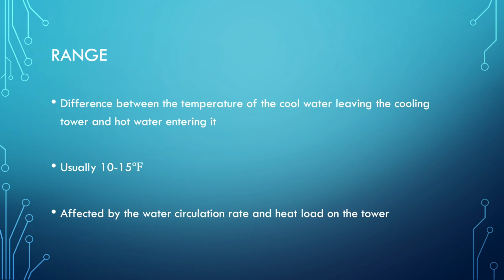Range is defined as the difference between the temperature of the cool water leaving the tower and the hot water entering it. So 10 to 15 is about what it is. So if the cooling tower cools the water, it comes out at 70 degrees Fahrenheit. That means after it runs through the buildings, the systems, cools what it needs to, it'll come back into the tower at about 80 to 85 degrees Fahrenheit.